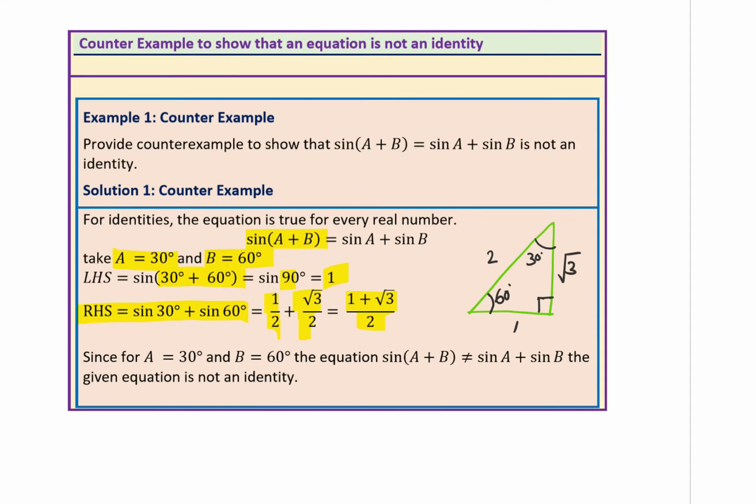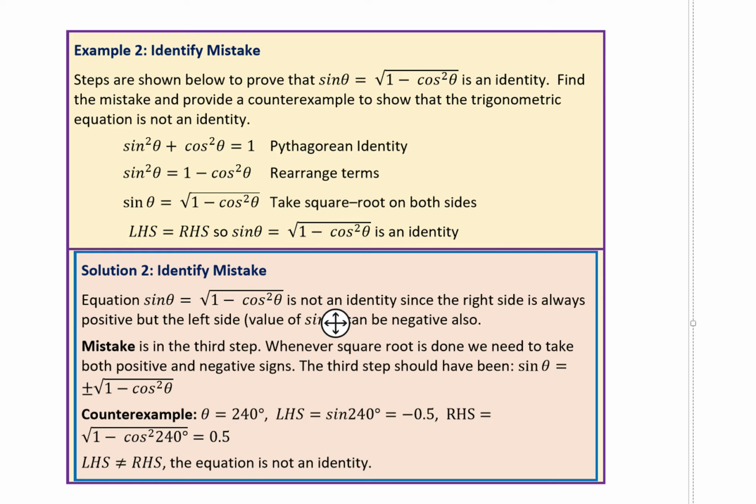Let's move forward. Now, here is another type of question which you will definitely see, which is to identify the mistake in the work done. This is basically a communication question which you'll always see in a test paper. Now, the question here is: steps are shown below to prove that sine theta equals square root of 1 minus cos square theta is an identity. Find the mistake and provide a counterexample to show that the trigonometric equation is not an identity.